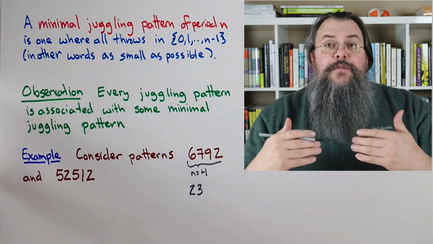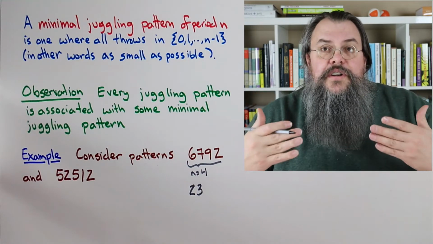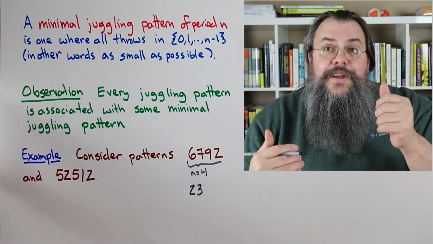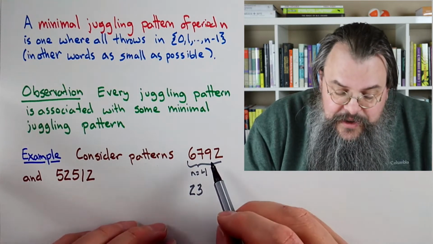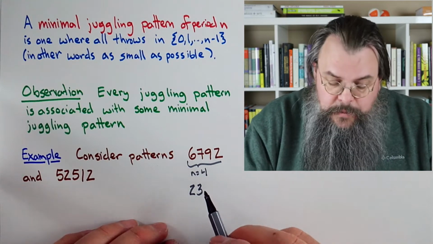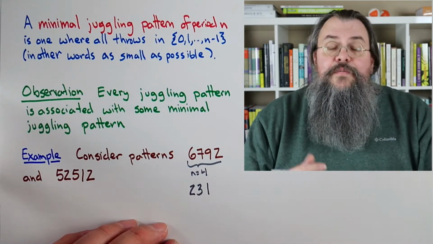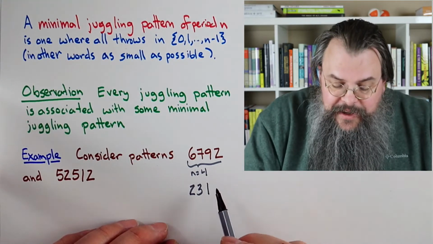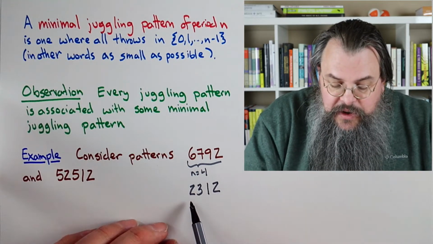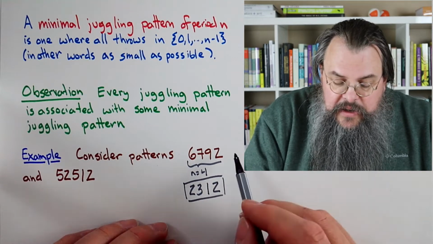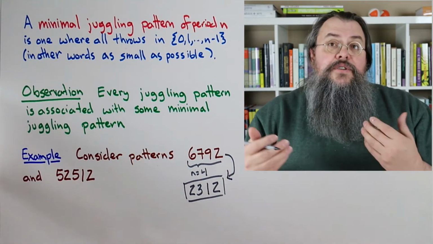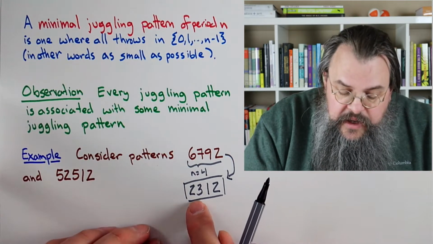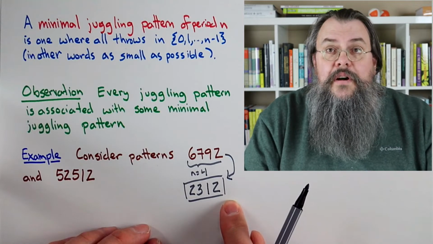Another way to say it is to take the value modulo the period and ask, what's the smallest non-negative value? So 9 modulo 4 was 1, right? That's the smallest non-negative number we can take. 2 is good to go. And there we have it: 2, 3, 1, 2. Okay, so there's the answer. 6, 7, 9, 2 is associated with this other pattern, 2, 3, 1, 2. And this is minimal. See, all the throws are below 4.